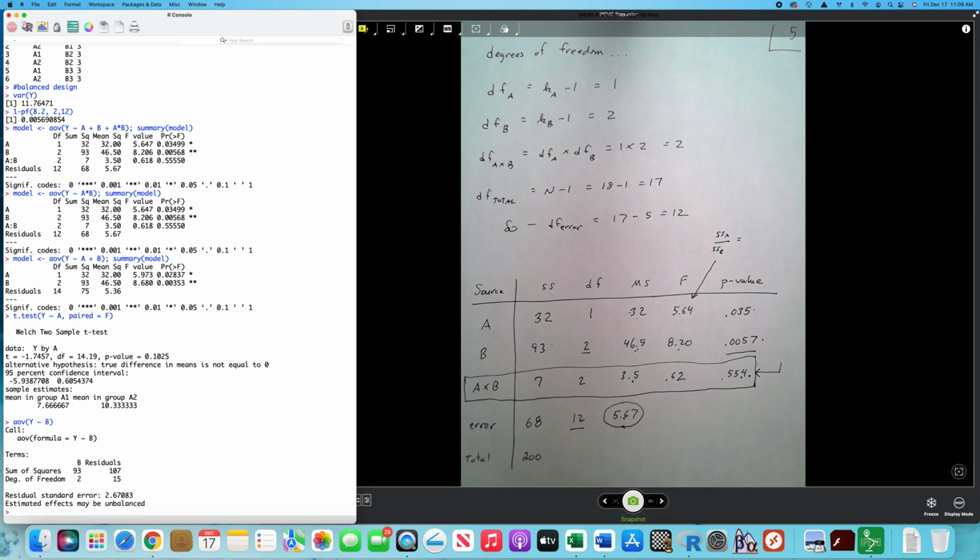The interesting stuff comes when your interaction is statistically significant, because then you know that the primary source of variation that you want to investigate is within the interaction cells.